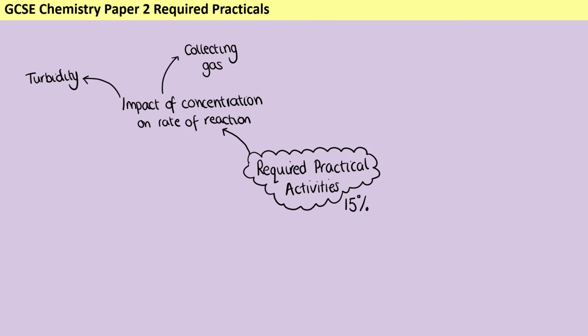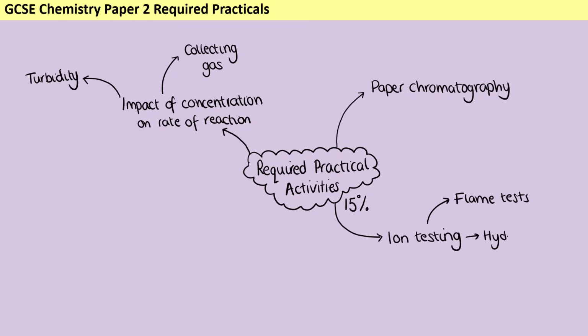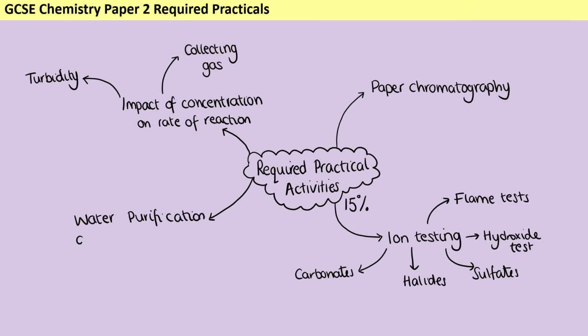Then in Unit 8, which is the chemical analysis topic, there are 2 different required practicals. The first one is paper chromatography, and the second one, which is just for the triple scientists, is ion testing. And this can be split up into flame tests, hydroxide tests, and the tests for carbonate ions, halide ions, and sulfate ions. And then finally, we have the water purification and testing practical, which comes up in Unit 10.